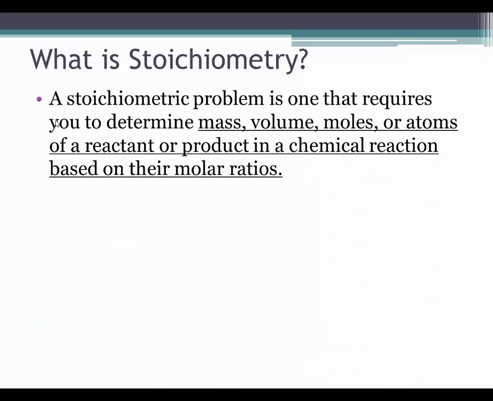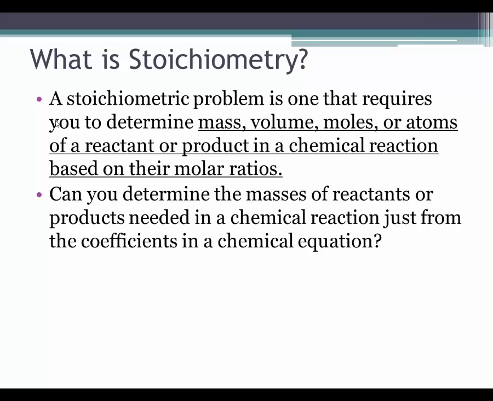So what is stoichiometry? Remember, a stoichiometric problem is one that requires you to determine either the mass, the volume, the number of moles, the number of atoms of a reactant or product, doesn't matter, in a chemical reaction based on their mole ratios. So whatever the balanced chemical equation says, those are the whole number ratios that you use to compare one reactant to another reactant or one reactant to a product. Essentially, if you know the amount of one reactant in an entire chemical reaction, you can find or know the amounts of others.